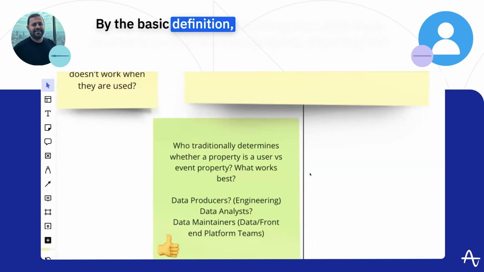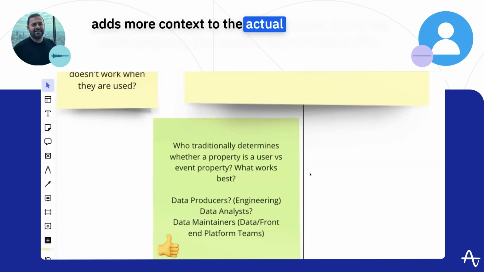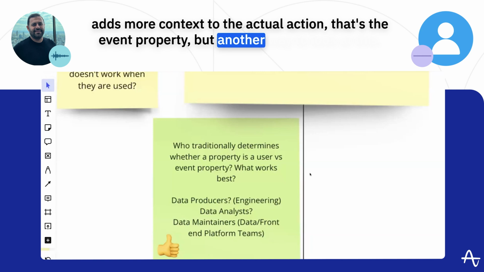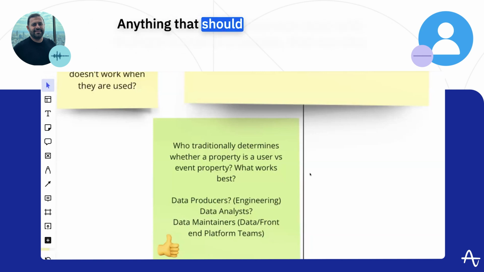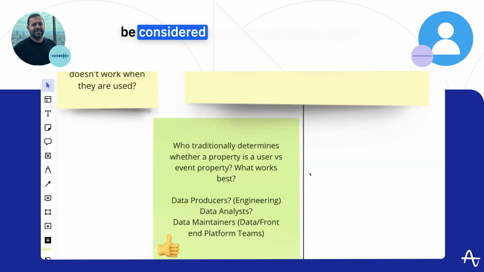By the basic definition, anything that adds more context to a user is a user property. Anything that adds more context to the actual action, that's the event property. But another way to look at this, anything that should maintain state with multiple events in a session can also be considered as a user property, right?